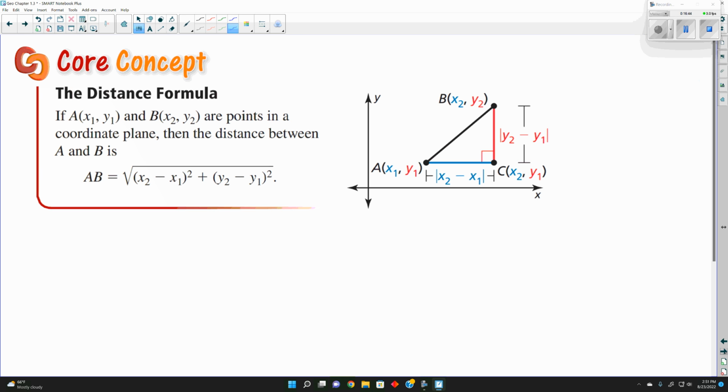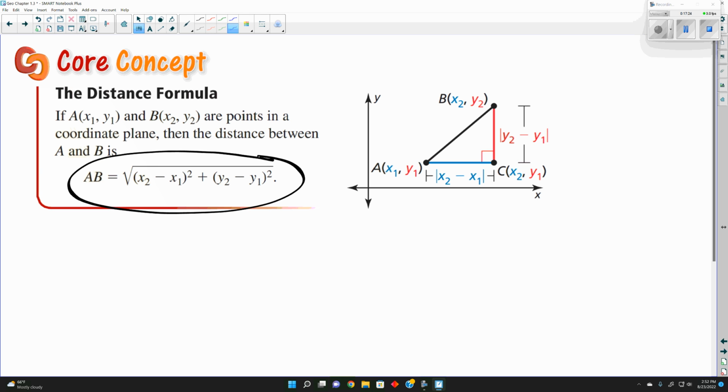Because again, I put enough in here so if we need to see more, we have more to see. If not, we'll move on. This is the last thing we're talking about today, and it's the distance formula. If A is x1, y1, and B is x2, y2, there are points in a coordinate plane, then the distance between A and B is given by this here. Really, our big focus is the distance formula. Distance is equal to the square root of x2 minus x1 squared plus y2 minus y1 squared.